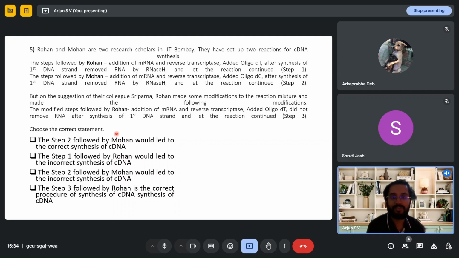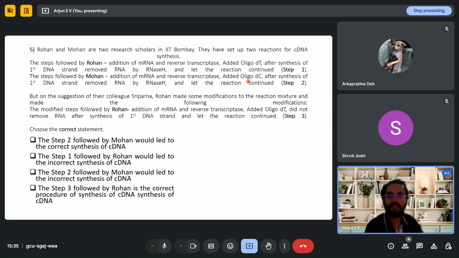This is also pretty straightforward. You already know, as we saw in the recap as well, that for cDNA synthesis we usually use something called an oligo DT primer. Oligo DT is a train of thymidine sequences which is used to bind to the poly A tail, the polyadenine tail, which is a characteristic of mRNA sequences. In Mohan's case, instead of oligo DT, he has added oligo DC, so the reaction wouldn't have continued because the primer wouldn't have bound to the sequence.